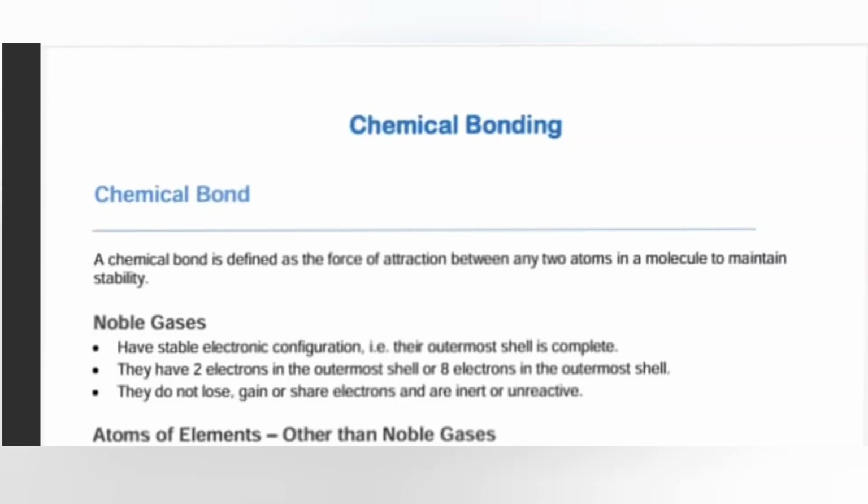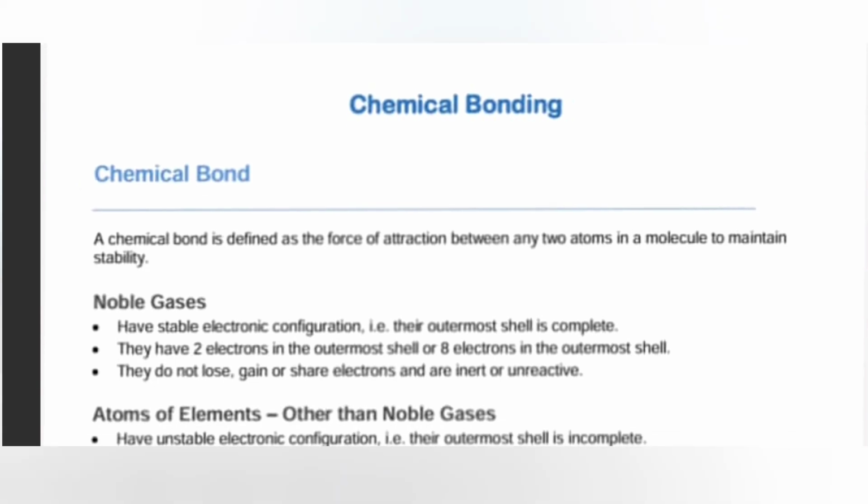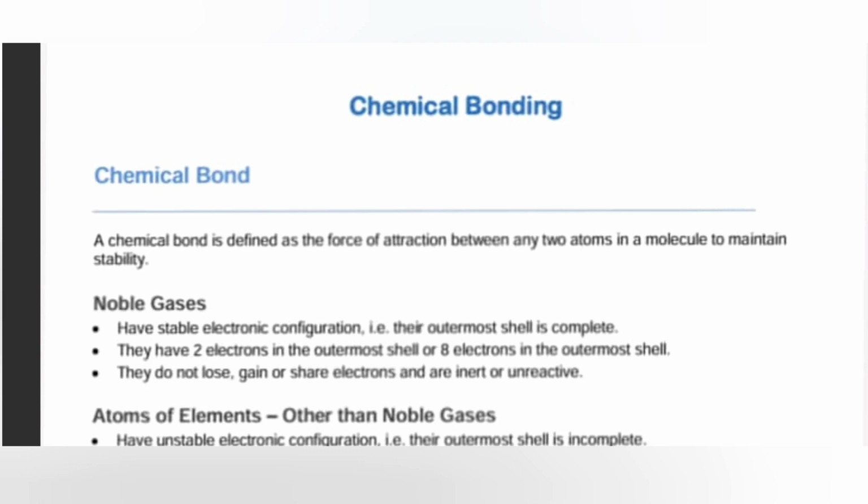So, a chemical bond is defined as a force of attraction between any two atoms in a molecule to maintain stability. Okay, so this much is pretty much clear. So, what is a chemical bond? A chemical bond is defined as a force of attraction between two atoms in a molecule to maintain stability.